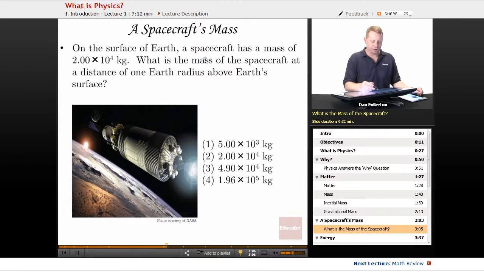All right, let's take a look at an example problem. On the surface of Earth, a spacecraft has a mass of 2 × 10⁴ kilograms. What is the mass of the spacecraft at a distance of 1 Earth radius above Earth's surface? Well, let's see. It gives us the mass, and it asks us the mass. If mass is the amount of stuff you're made up of, it's not going to change when you get away from the Earth. You still have the same amount of stuff you're made up of, so we have the same answer. 2 × 10⁴ kilograms.